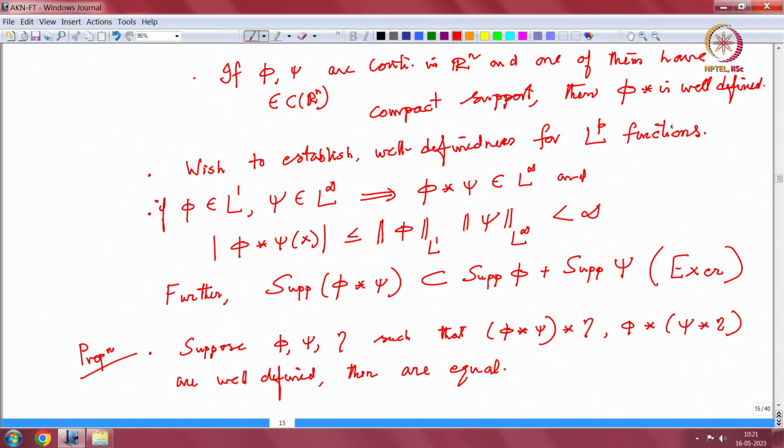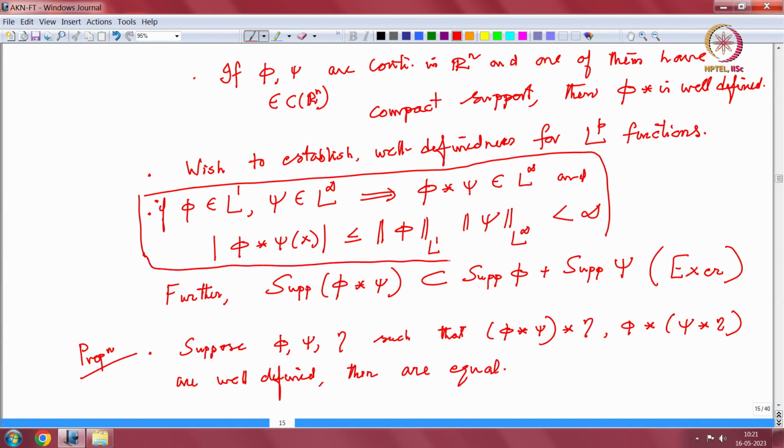And one simple estimate we have seen yesterday, and we are going to see this more, is the first thing: if phi and psi are continuous in Rn and one of them has compact support, then the integral of a continuous function on a compact set in the definition of phi star psi is well defined. And if phi is in L1 and psi is in L infinity, then phi star psi is in L infinity. We are going to see soon that it is true for any Lp, and then you get this estimate.